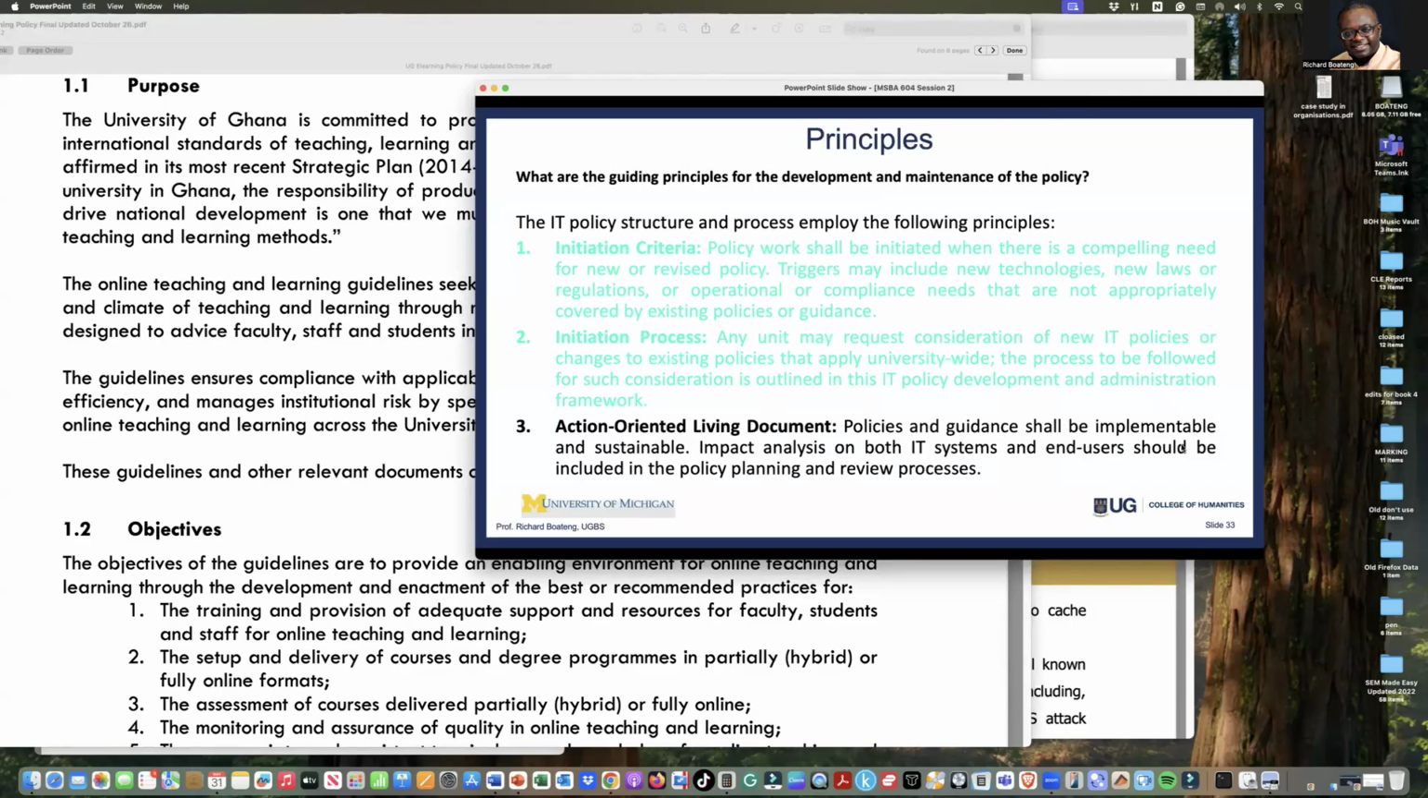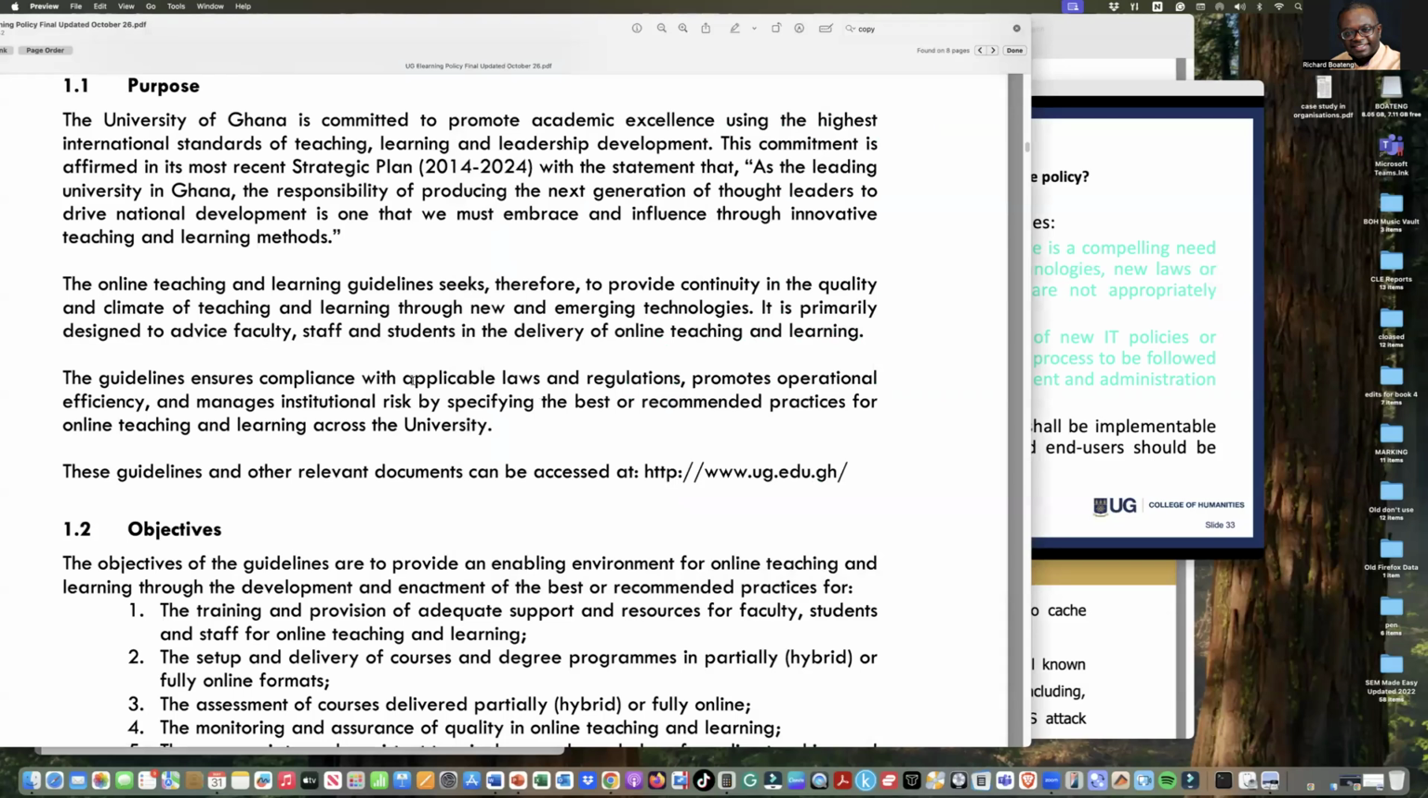Action-oriented living document. The document shall be implementable and sustainable. We have to make it a live document so that others can add on to it. We also mentioned in ours that it is compliant with applicable laws and regulations, promotes operational efficiency and manages institutional risk. But one thing we said is that it's using new and emerging technologies, so that it can accommodate other ones that are yet to come up.